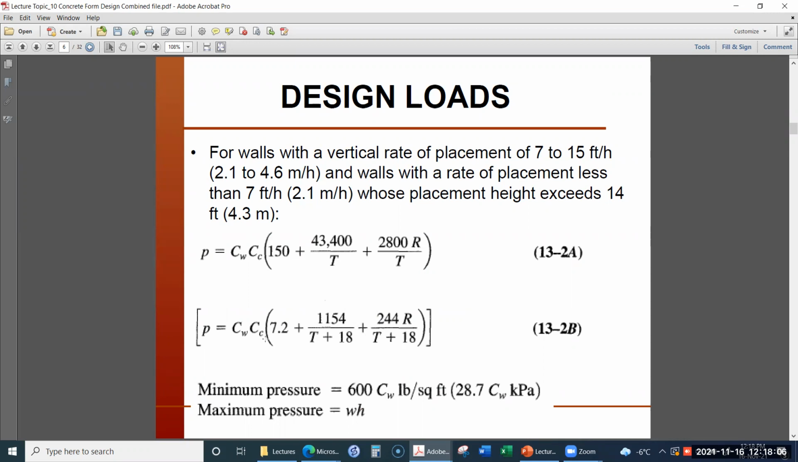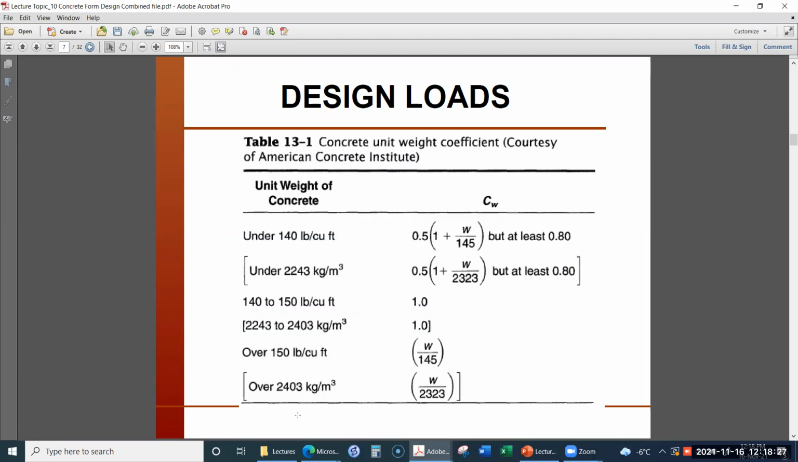Okay, so CW and CC, how will we calculate them? We can calculate them from two tables. And just like for the previous equations, the calculated value of this lateral pressure should be between the minimum pressure and the maximum pressure. For the calculation of CW, we can use this table.